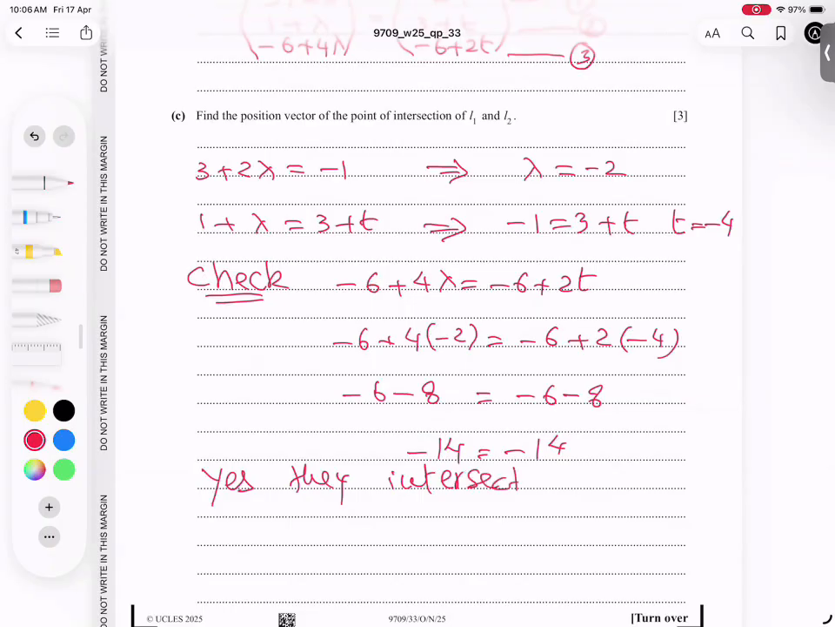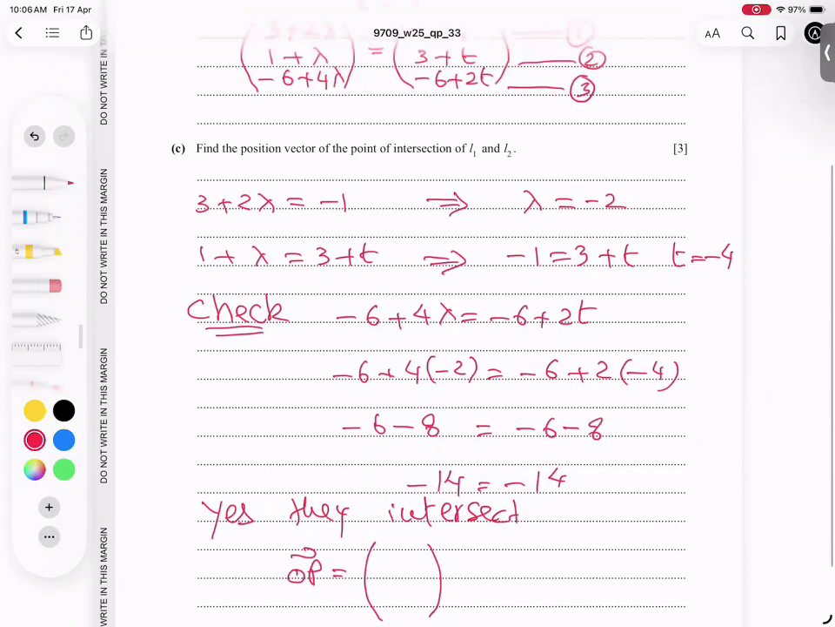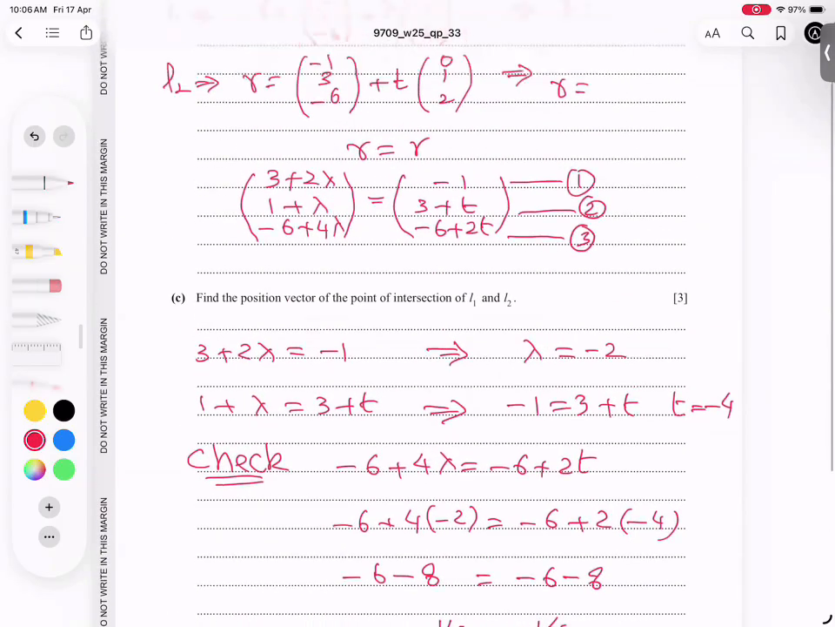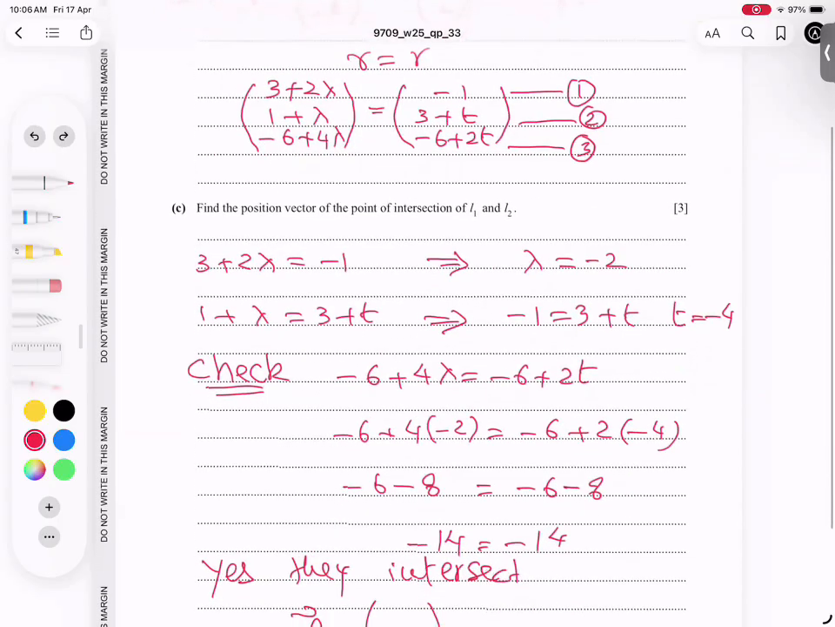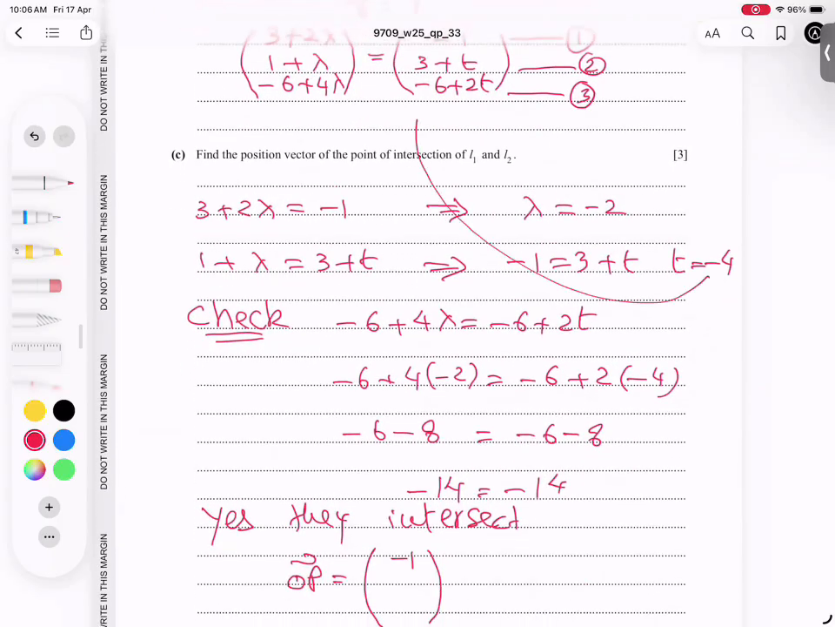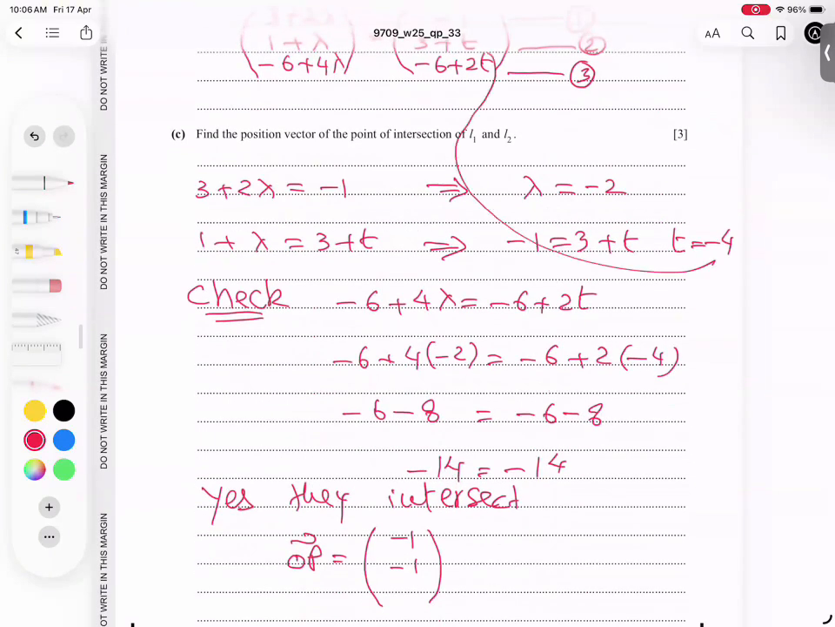And how to find the point of intersection? I call it the OP vector, and I have two choices: either plug in the lambda value here or the t value here, both are correct. I think I'll put the t value here, it is easier, because one value we already have is negative 1, and negative 4 goes there. When I plug in negative 4 here, negative 8 and negative 6 give us negative 14. So we got all three values, and the question is completely clear.